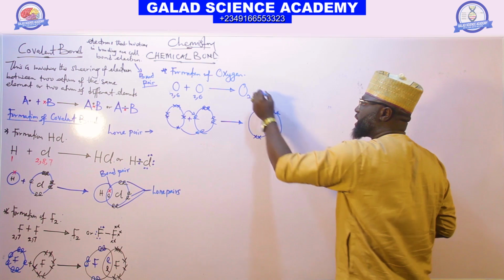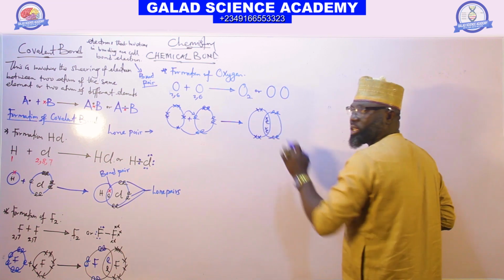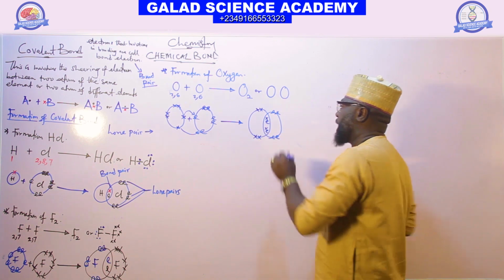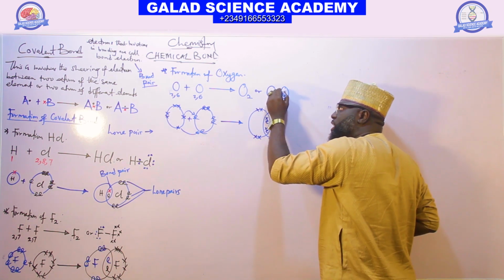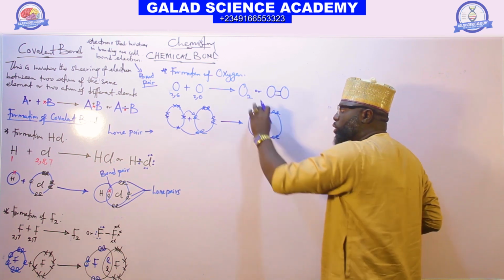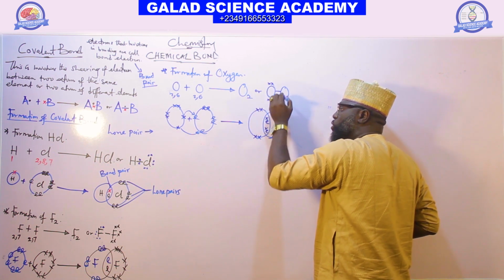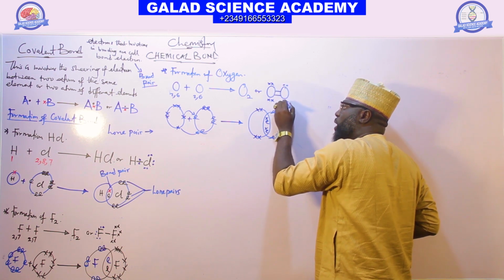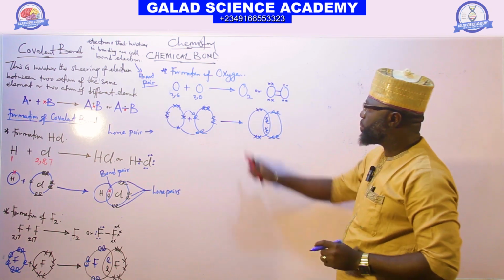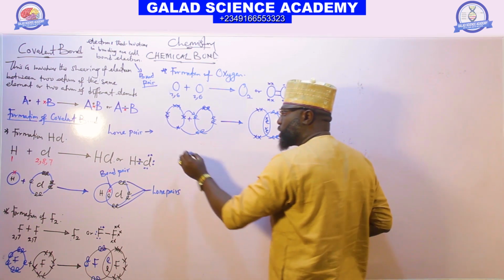If you draw the diagram here, how many electrons are involved in bonding? 4 electrons, which is 2 pairs. This 2 here represents this bond, and this one represents this bond. So this is the bond pair. Here we have 1, 2, 1, 2, and here 1, 2, 1, 2. This is the Lewis structure for the oxygen molecule. So the bond between 2 oxygens is a double bond.